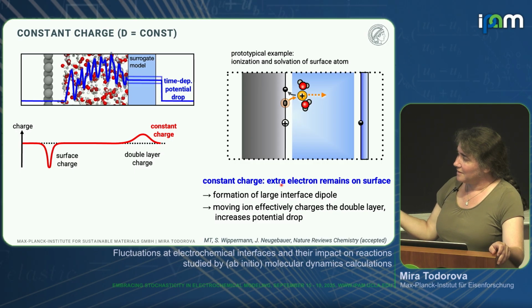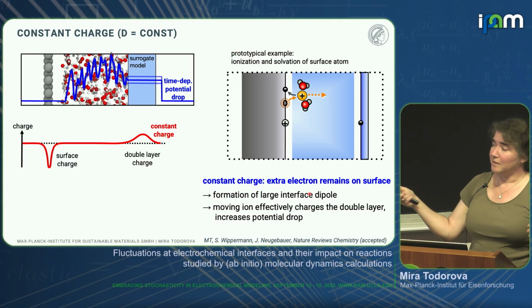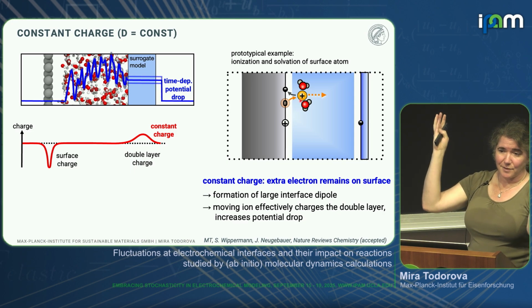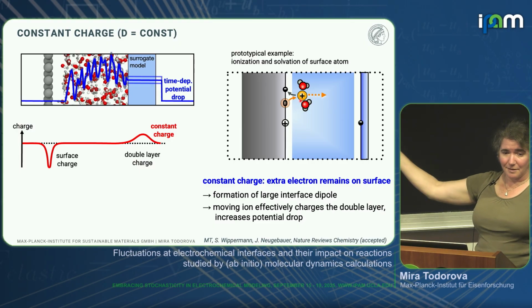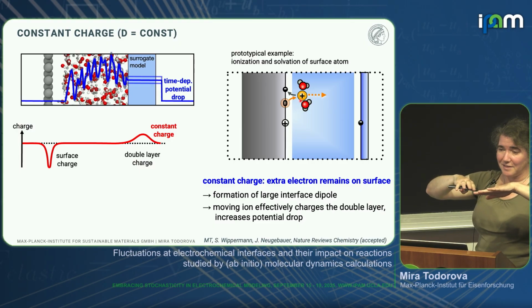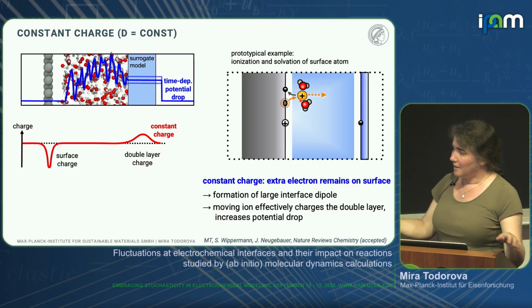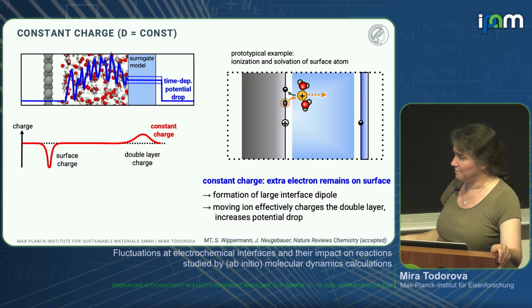Now, because we have the condition of constant charge, this extra electron cannot go away, so it will remain at the surface. And if I move my atom or ion now further away from the surface, I will create a dipole. And because we have periodic images, there will really be an array of dipoles in a lateral direction. It's an array of dipoles. And so this will have, of course, an influence on the potential that I have at the interface.